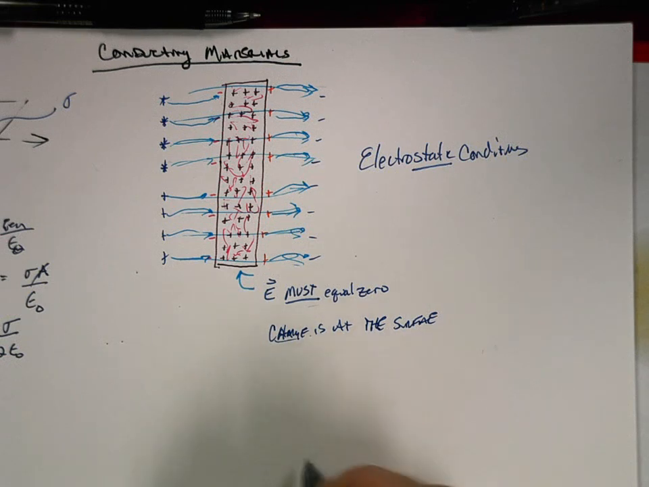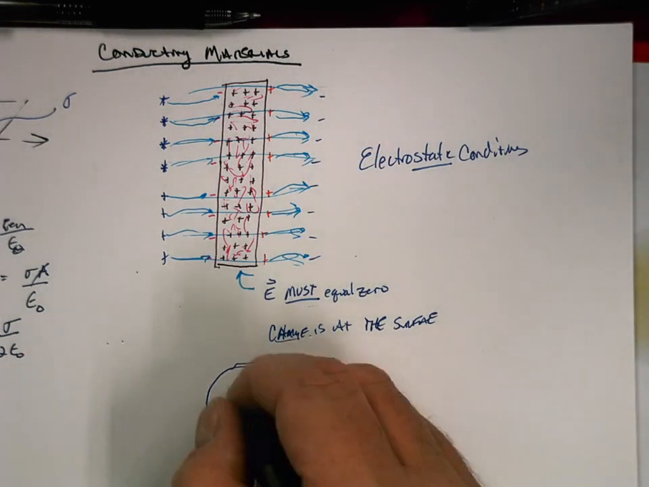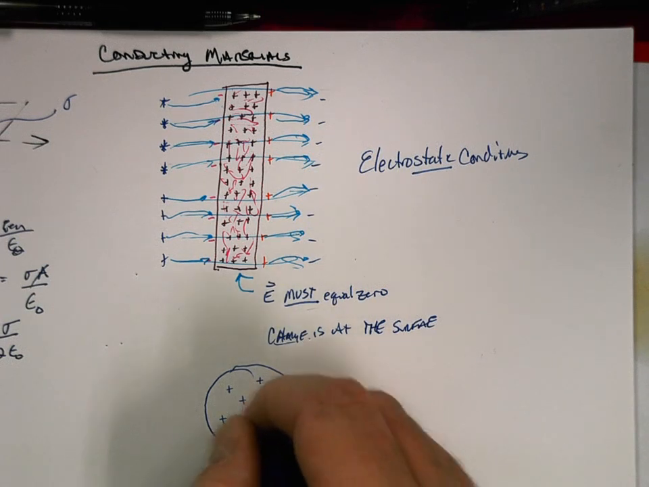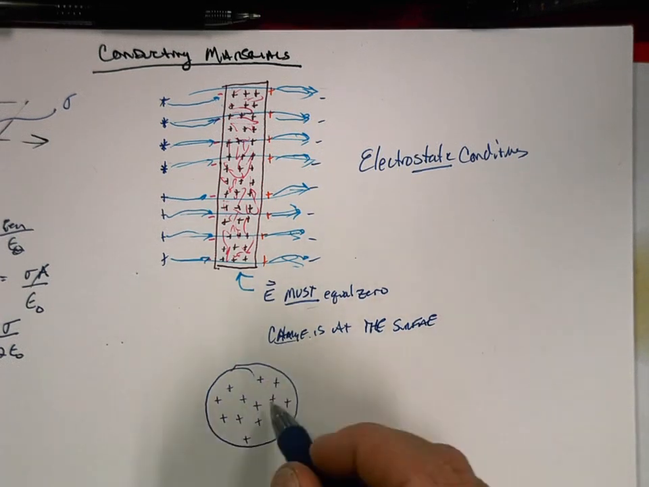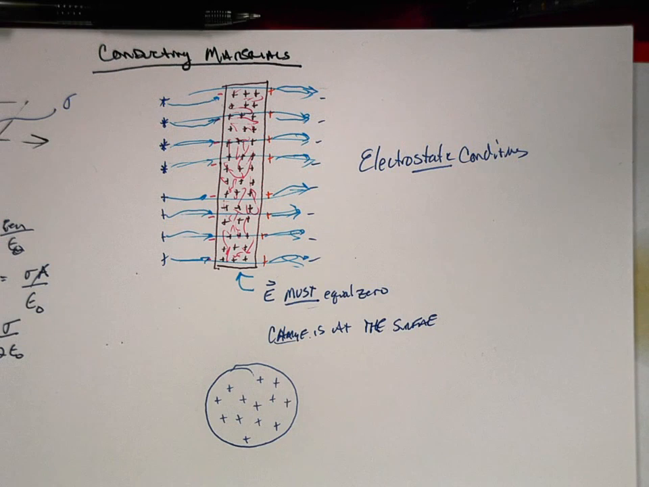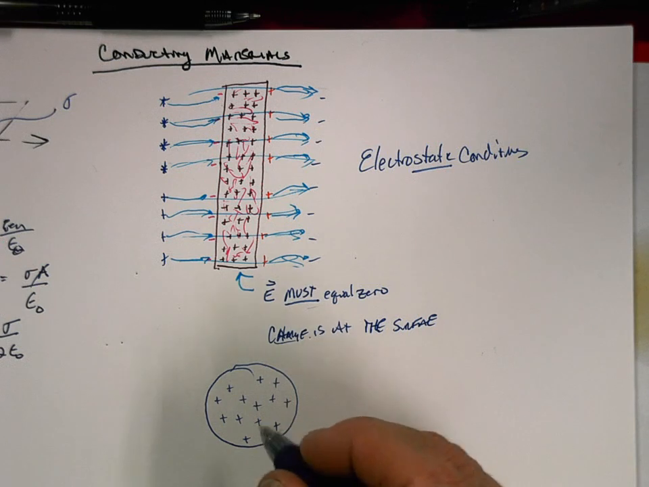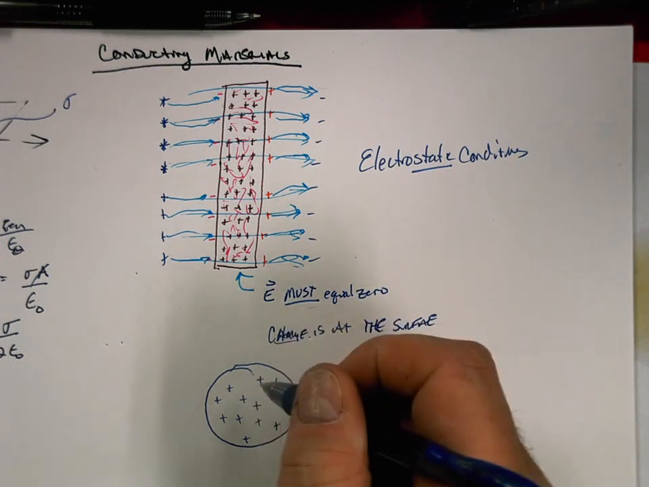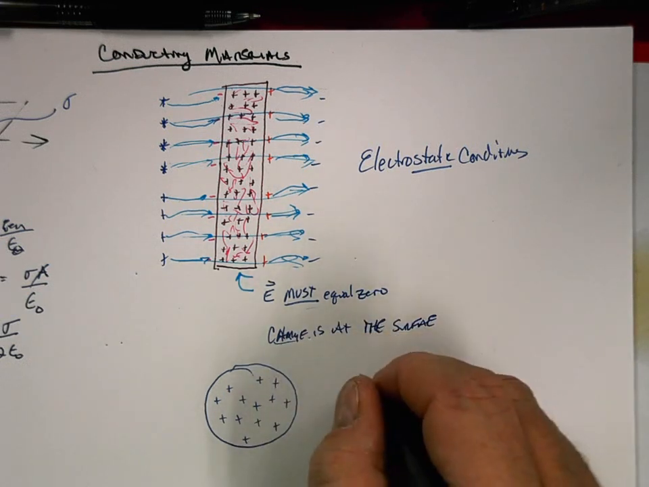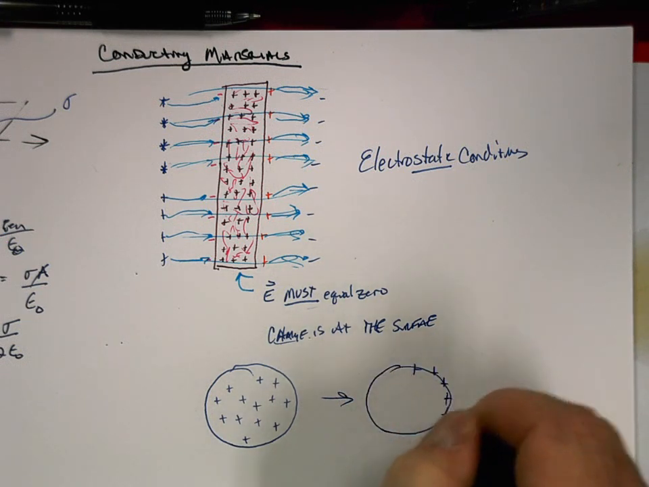If we have a positively charged sphere on a conductor, all of these are going to have their own electric field coming from each individual particle. But then what results, if this is a conductor, is that our charges move so that we have all of our charge concentrated at the surface.